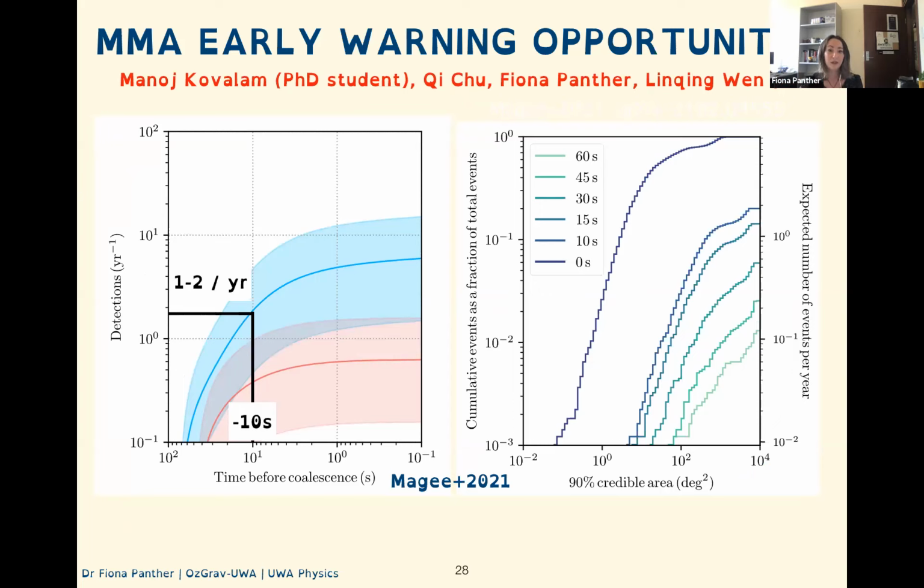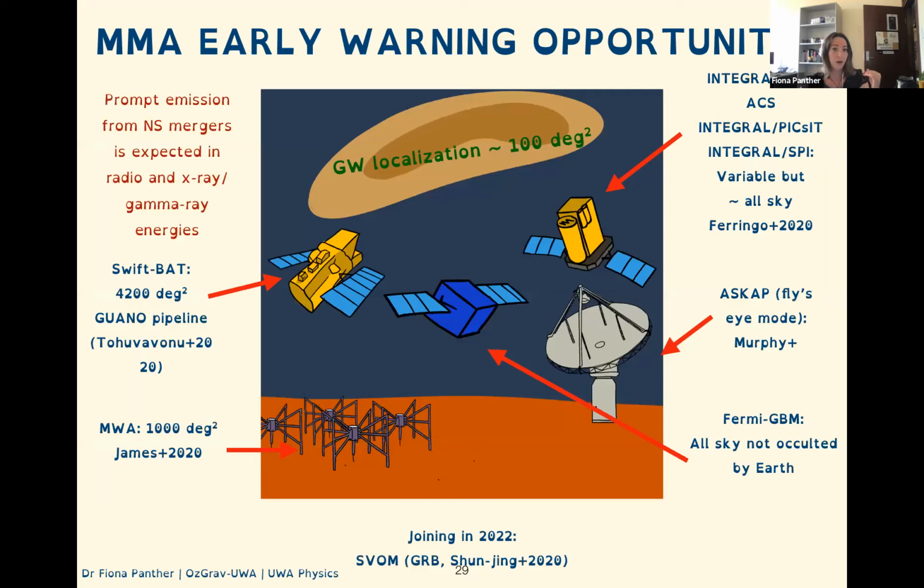What about sky localization? We would expect that for 10% of events at minus 10 seconds, the events would be coming out at about 100 square degrees. That's still a very large area, but you've got 10 seconds before merger. So how can you improve the localization? One of the ways is with very prompt follow-up, working with telescopes that have very low latencies themselves and very large fields of view.